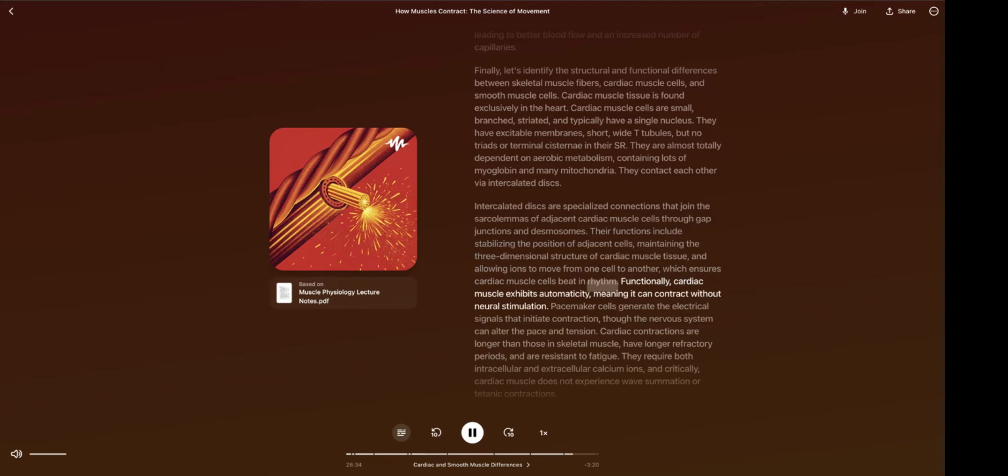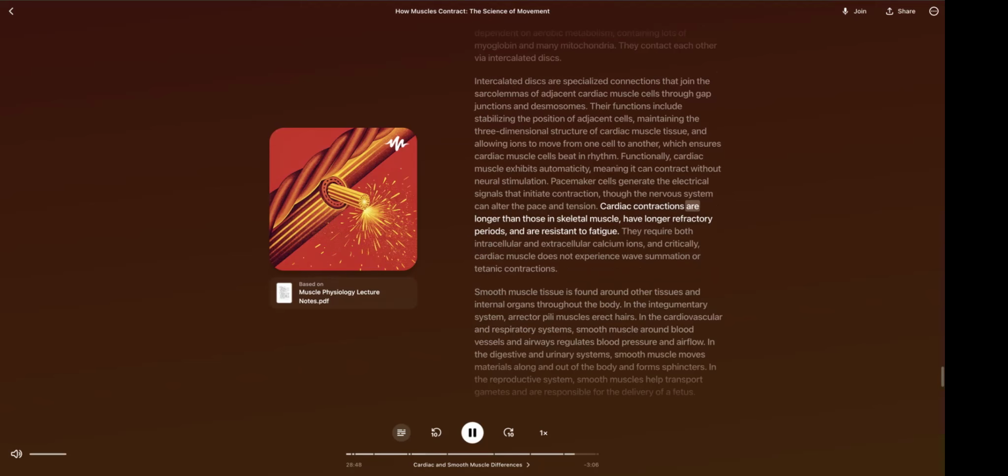Functionally, cardiac muscle exhibits automaticity, meaning it can contract without neural stimulation. Pacemaker cells generate the electrical signals that initiate contraction, though the nervous system can alter the pace and tension. Cardiac contractions are longer than those in skeletal muscle, have longer refractory periods, and are resistant to fatigue. They require both intracellular and extracellular calcium ions, and critically, cardiac muscle does not experience wave summation or tetanic contractions.